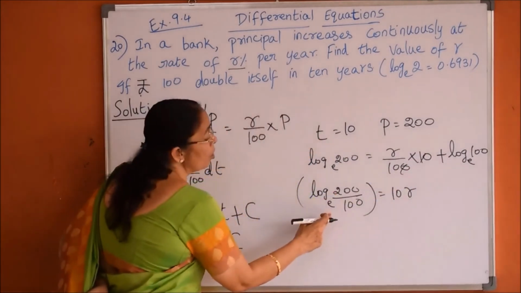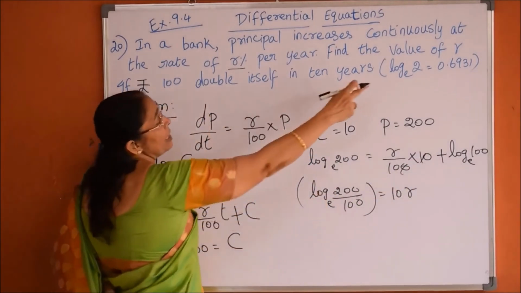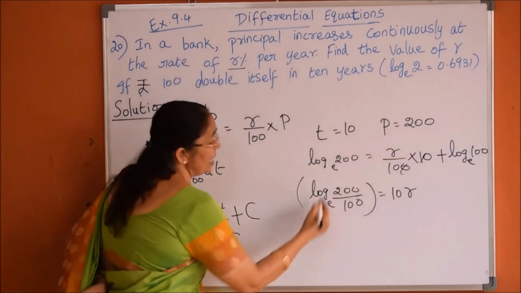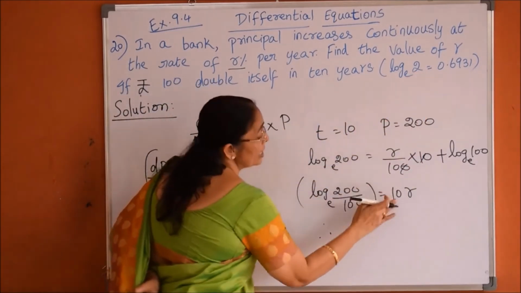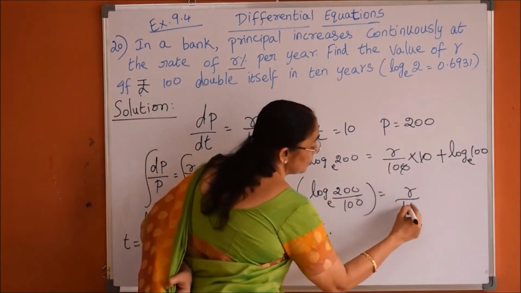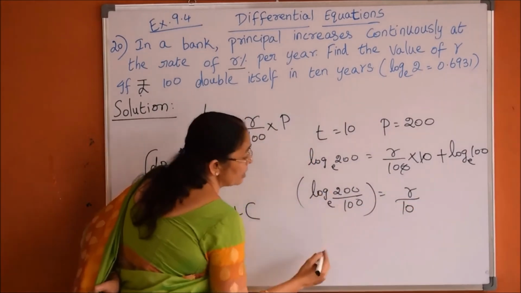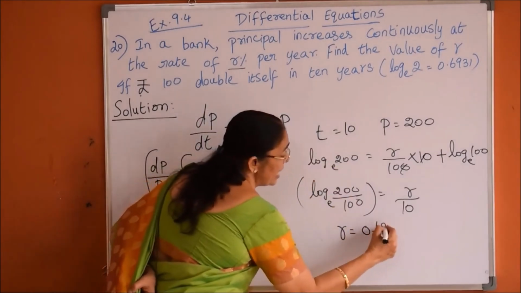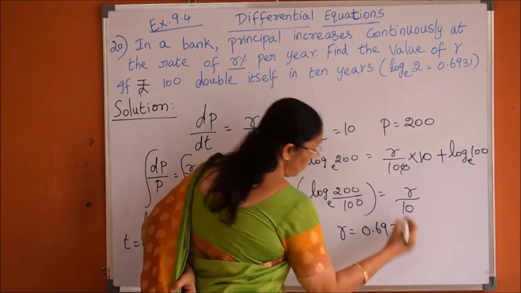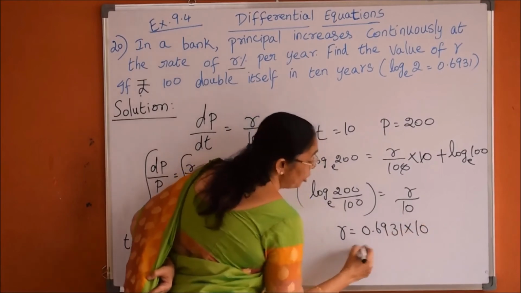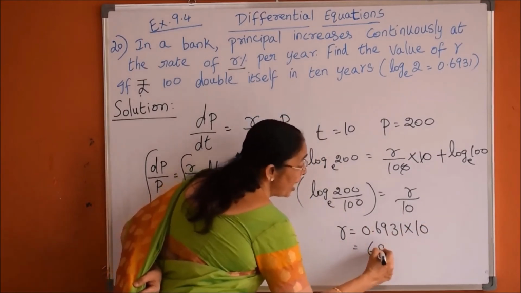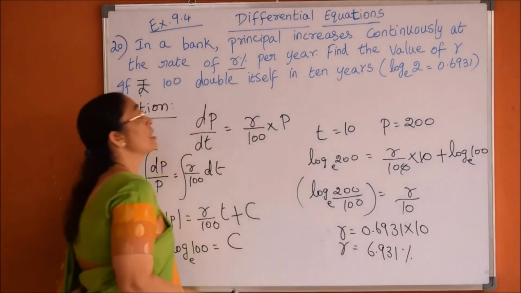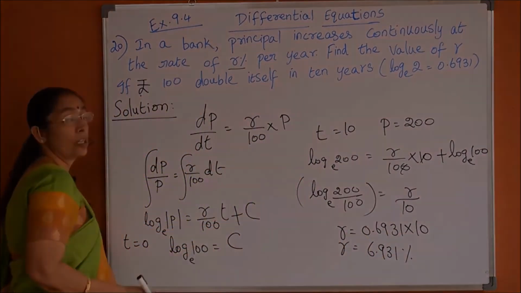Now this is log 2. Log 2 base e value is given as 0.6931. Therefore, here this is r by 10. So you will get r is equal to 0.6931 into 10. Therefore, r is nothing but 6.931 percent. The rate is nothing but 6.931 percent.